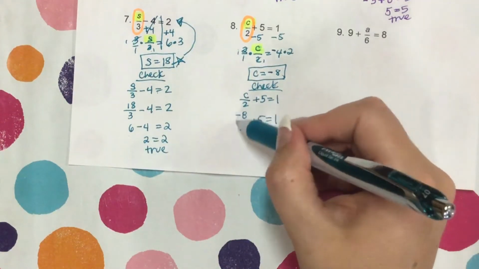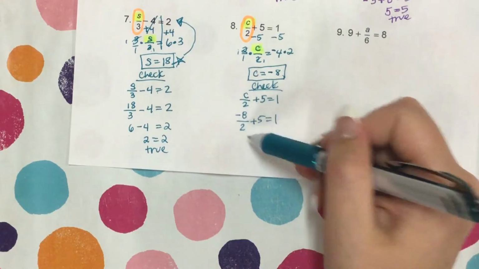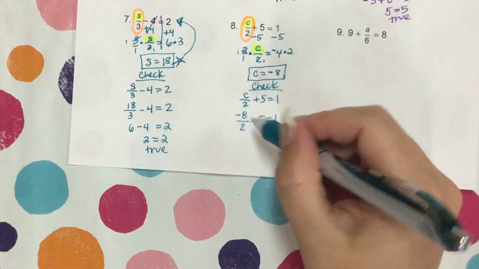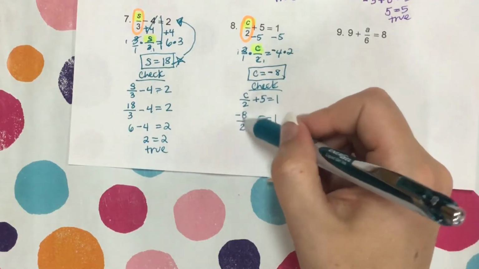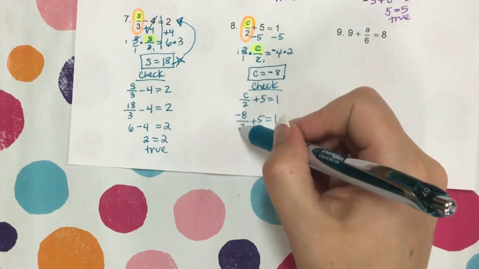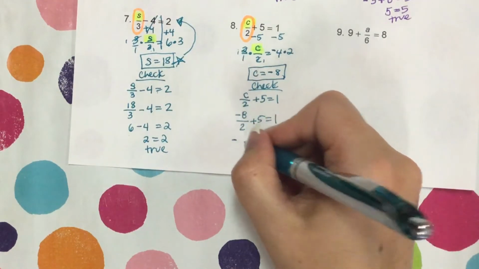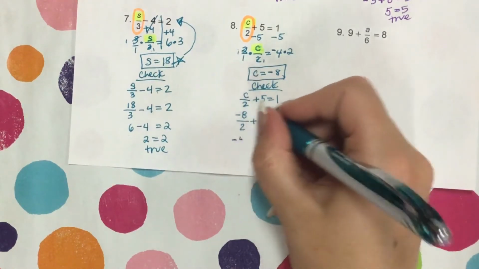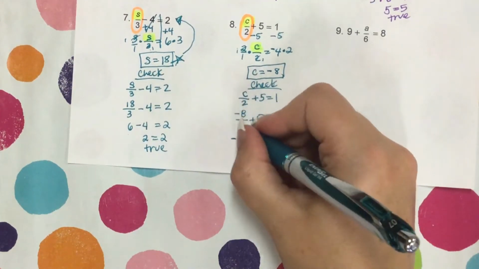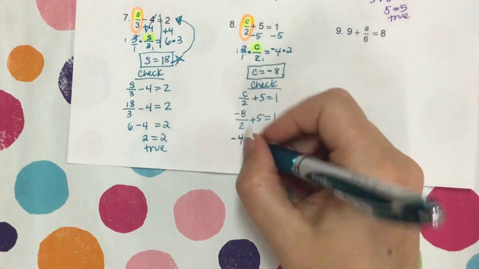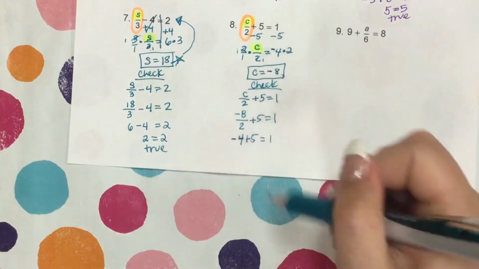Okay. So on this side of the equation, I have some simplification I need to do. There's division here, and there's addition. So order of operations says we have to do the division first. I'm going to do the signs first. So a negative divided by a positive is a negative. And then 8 divided by 2 is 4. Plus 5 equals 1.